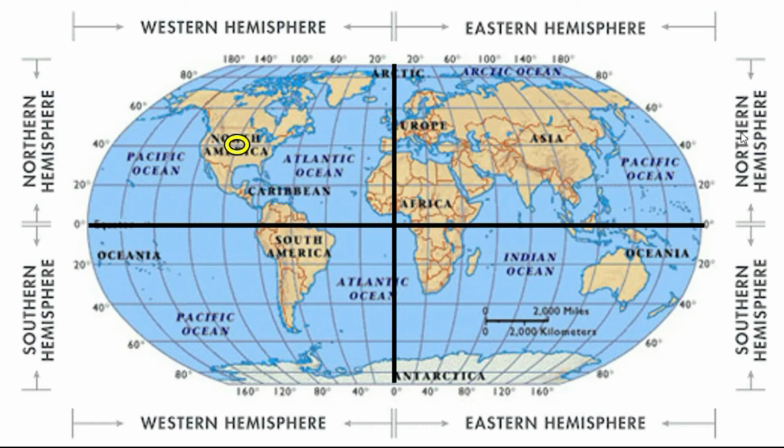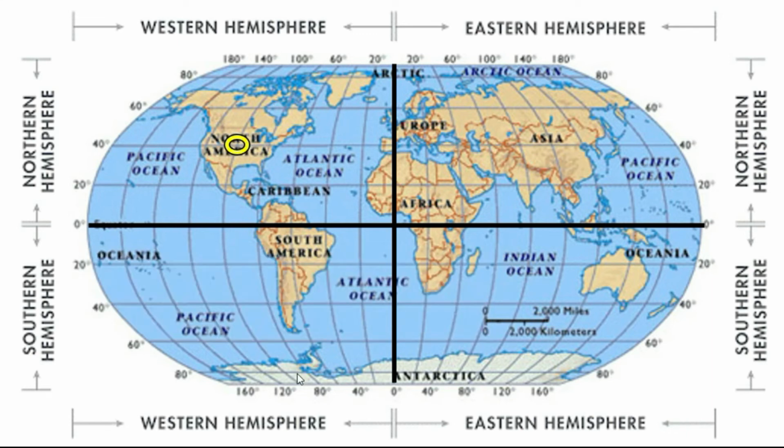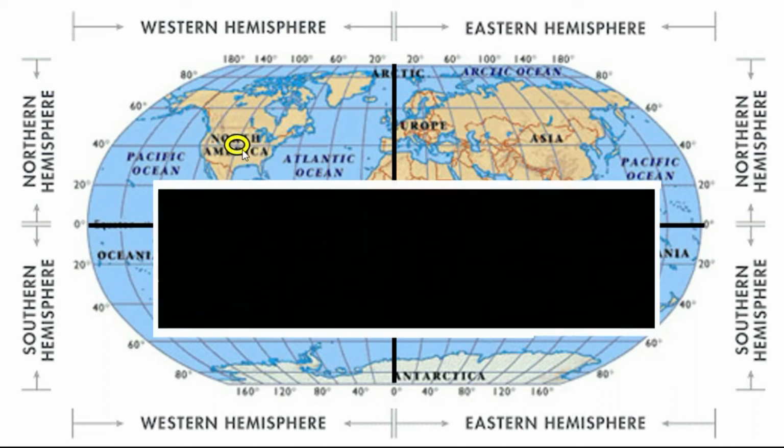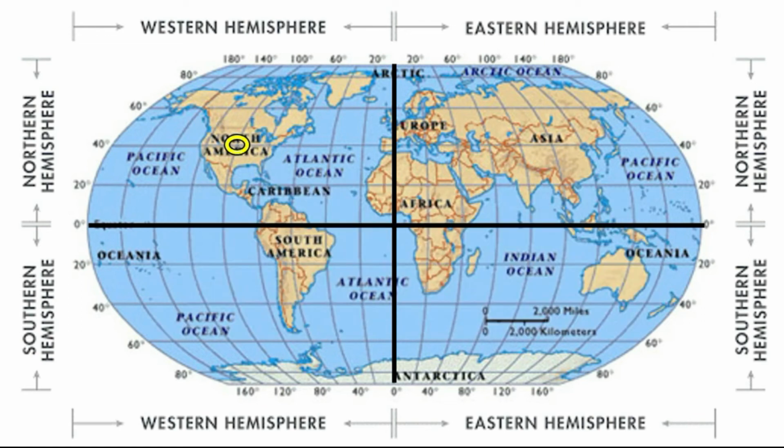That's the first coordinate. But we see that this point is also on this longitude line in the western hemisphere. So this longitude line is called 100 degrees west. And when we're looking for this specific point on the Earth, we name it 40 degrees north, 100 degrees west. That's the name of this point. You do the latitude line first, then the longitude line.